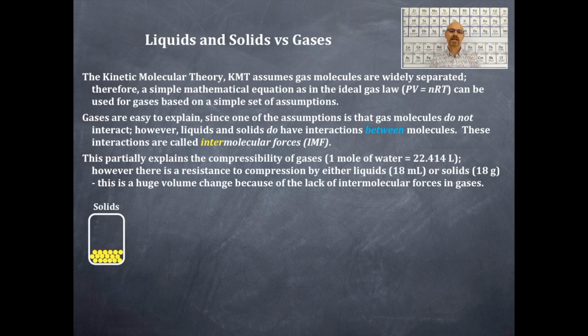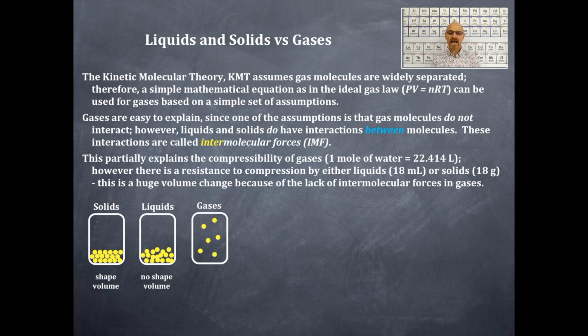So here's a diagram of a solid. Notice that there's a regular repeating array constantly. There is a shape and there is a volume to a solid. It's independent of the container completely. Then we have liquids, and liquids are random. They're constantly moving and constantly in motion. There is no shape, but there is a volume to a liquid. That is, it takes up the volume of its container.